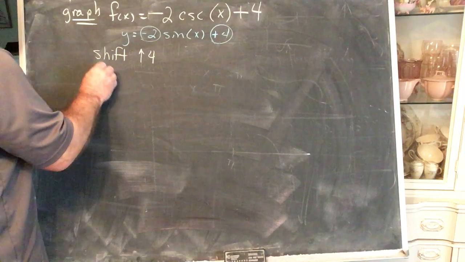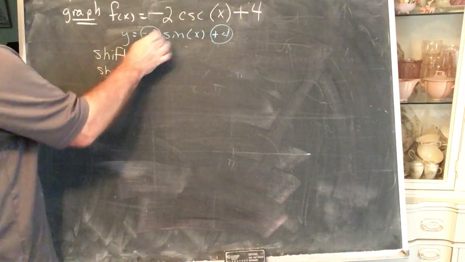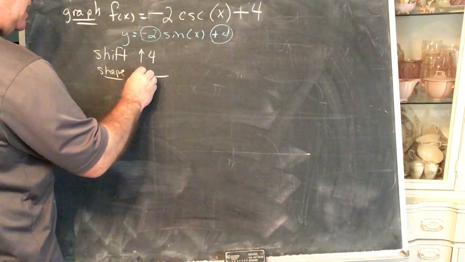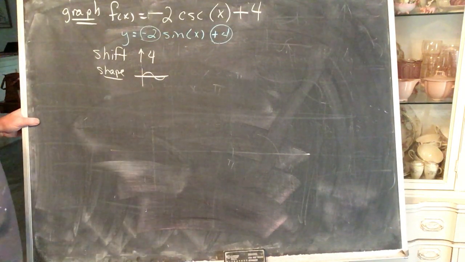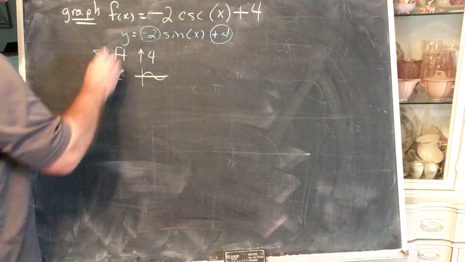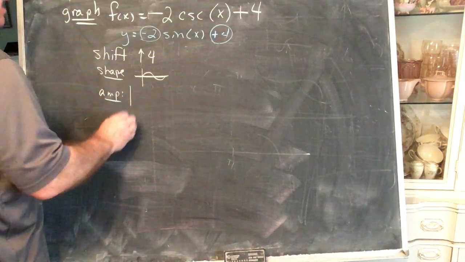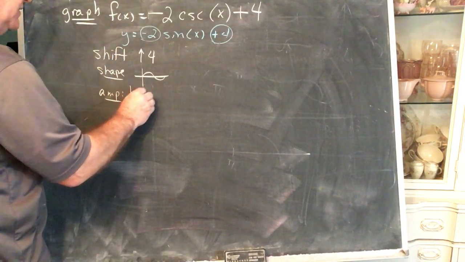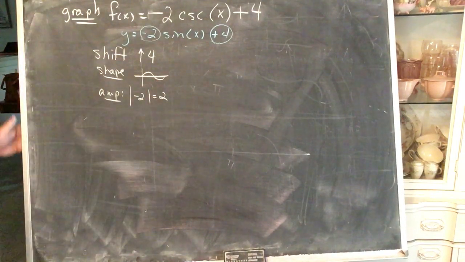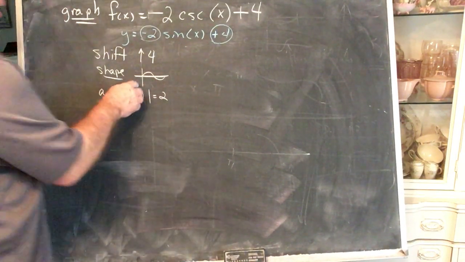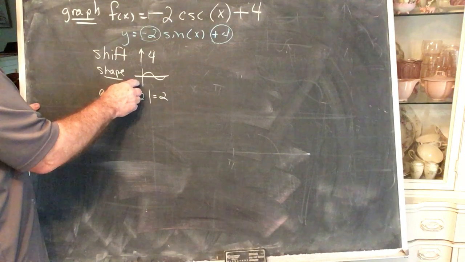The basic shape, what's the shape of sine? The basic shape of sine is that curve, right? We've left out the amplitude, in no particular order. The order isn't important so long as we get everything. The amplitude is the absolute value of this coefficient, which in this case is 2. My shape is incorrect. Do you see my error?